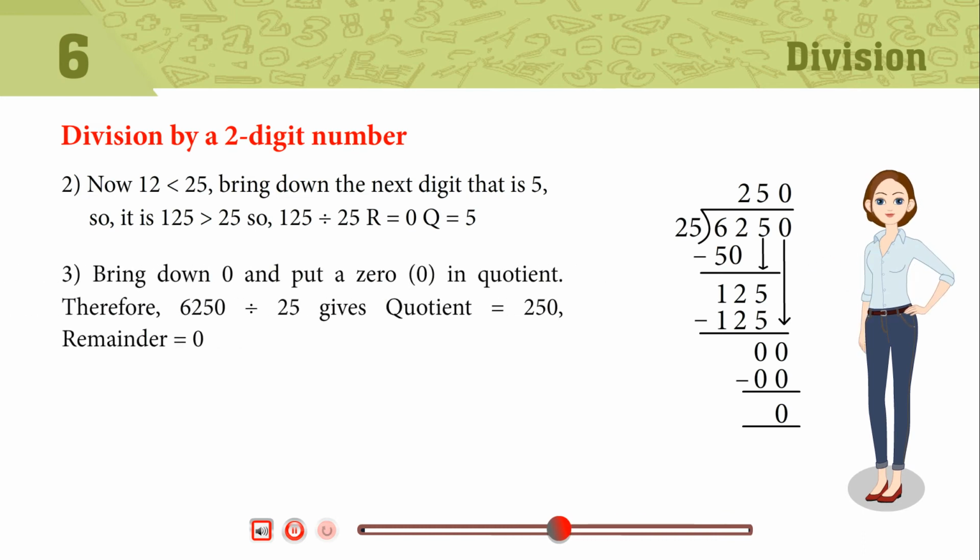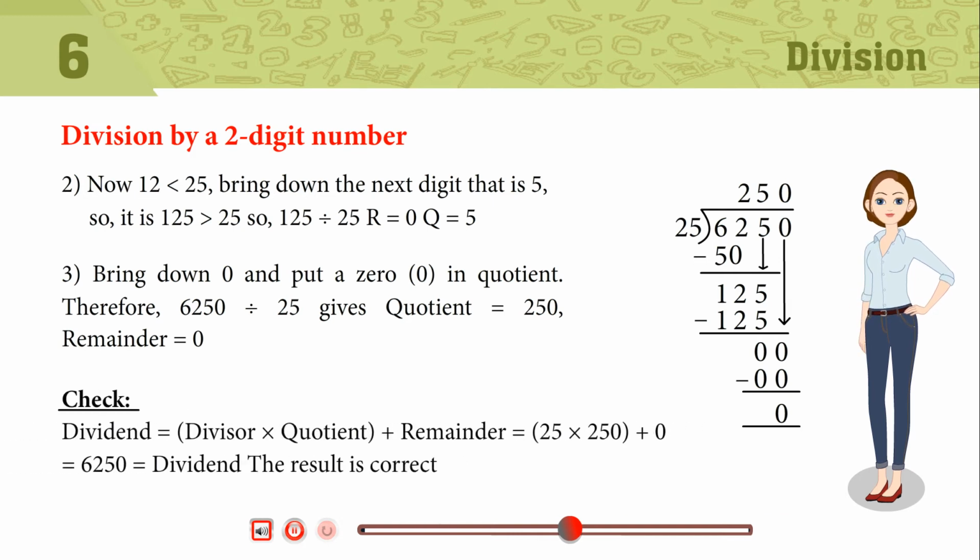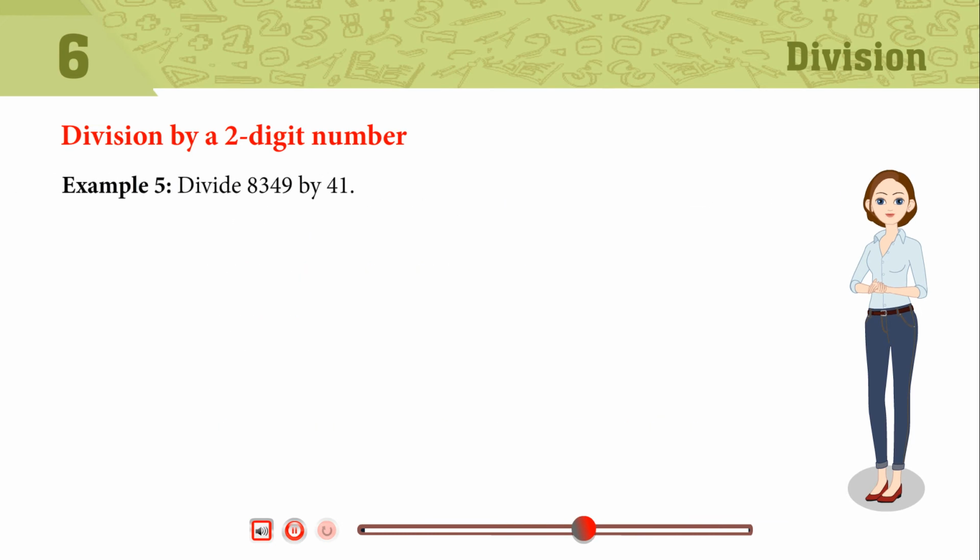Bring down 0 and put a 0 in the quotient. Therefore, 6,250 divided by 25 gives quotient 250, remainder 0. Check. Dividend is equal to divisor into quotient plus remainder. Is equal to 25 into 250 plus 0 is equal to 6,250, which is equal to the dividend. The result is correct.